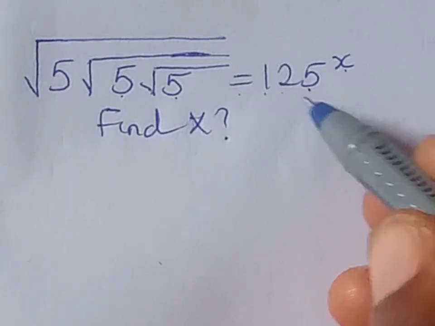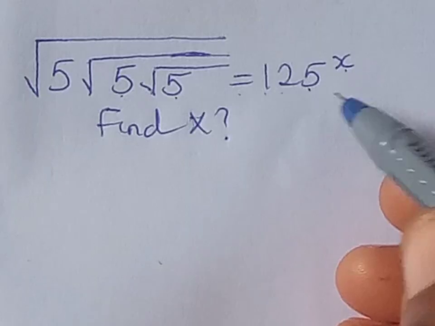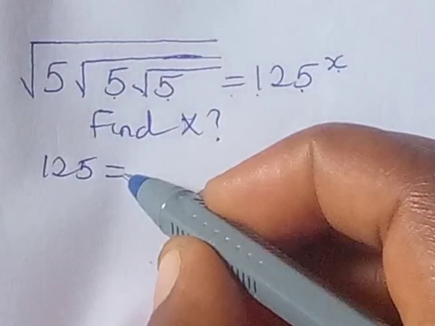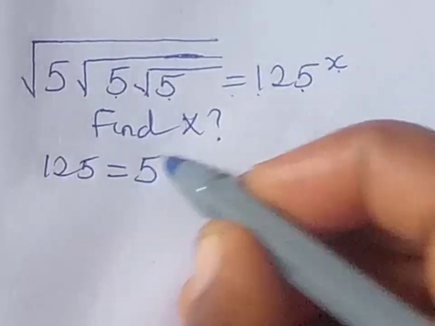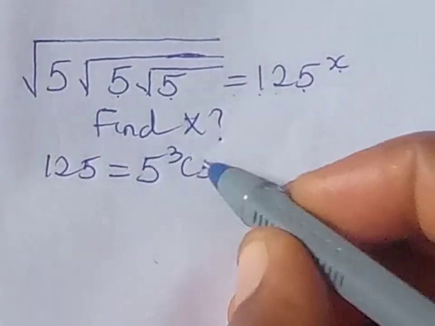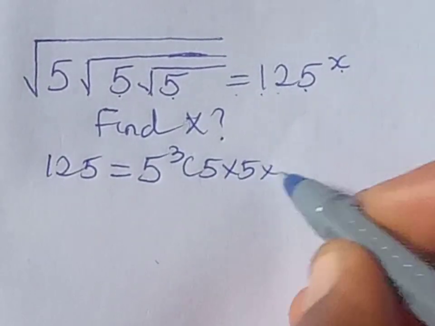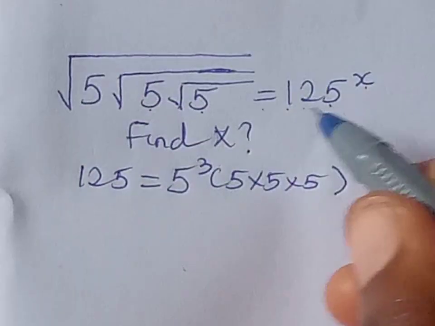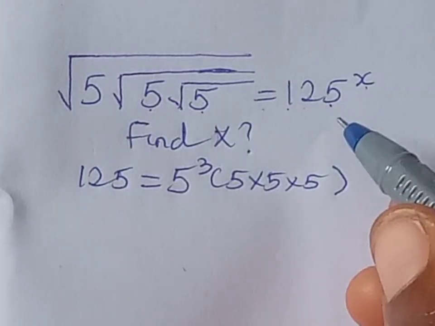Before we start solving, I want us to notice that the number on the right side here is 125. So 125 can also be rewritten as 5 cubed, that is 5 times 5 times 5. Now let's rewrite everything here in the powers of 5.